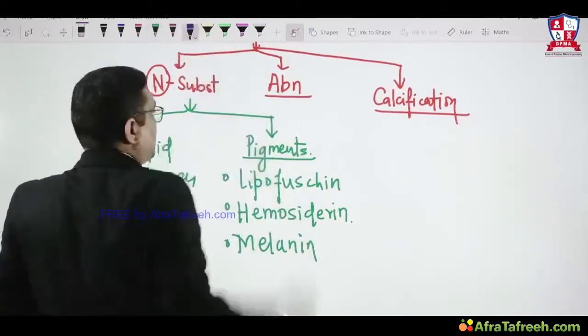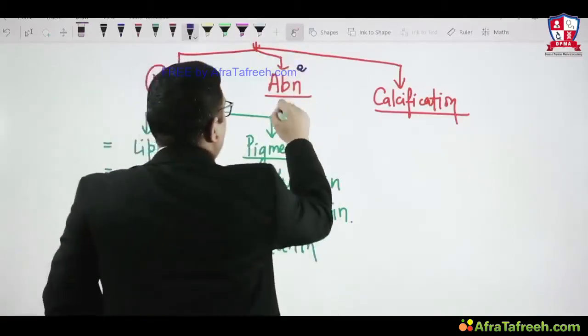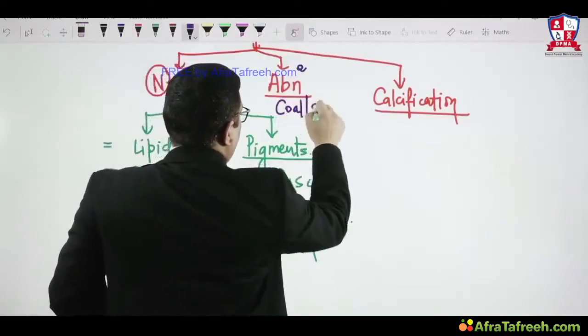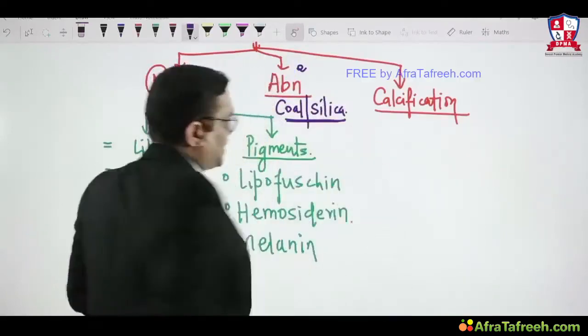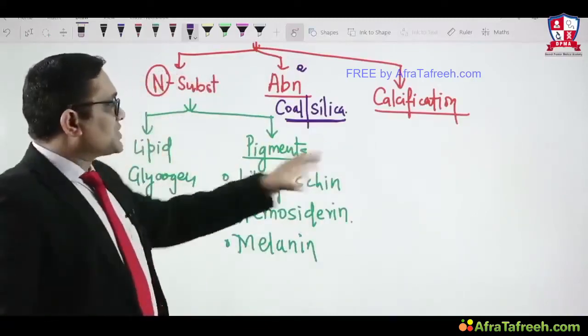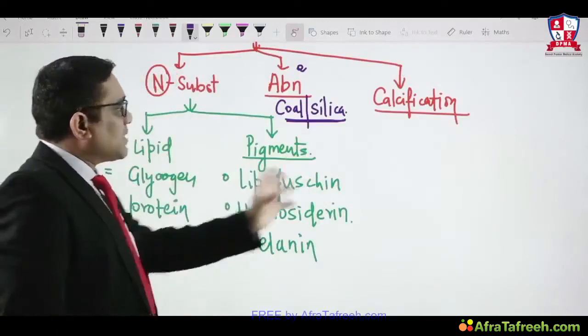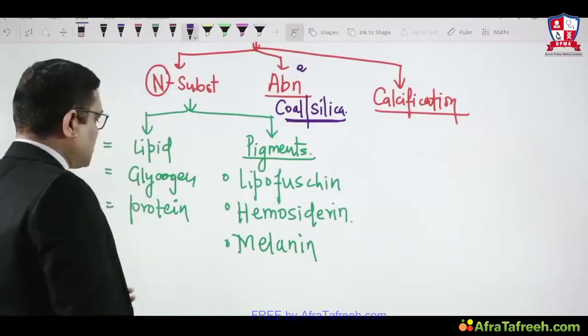Abnormal substances are from the outside environment, like coal, like silica. All these are abnormal, and calcification we will discuss in the end, right? So this is how we are going to discuss the normal and abnormal accumulation within the cytoplasm. First I will talk about the normal substances like lipid, glycogen and protein.